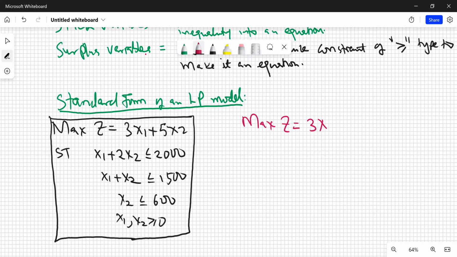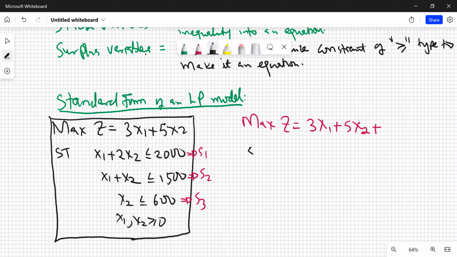So it means that the objective will be maximize Z is equal to 3x1. For every inequality, we're going to have a slack or a surplus. So we can call them S1, S2, S3, where the S stands for either a slack or a surplus. If we're dealing with a surplus, we take away. If we're dealing with a slack, we add. So this is 3x1 plus 5x2 plus, you keep it there.